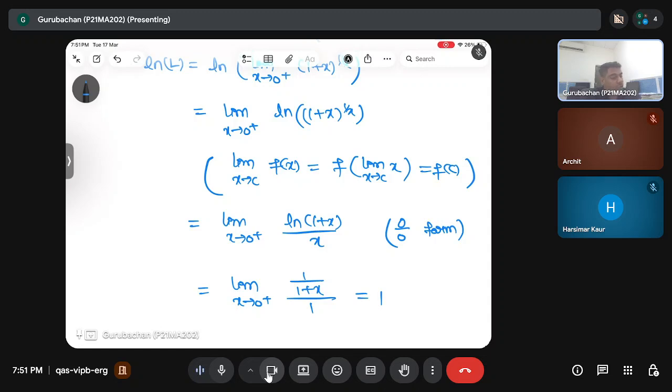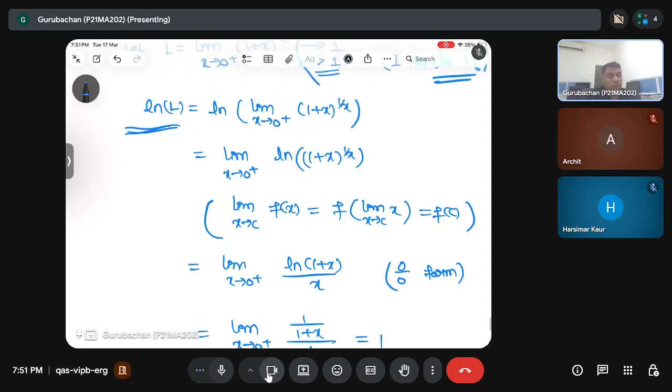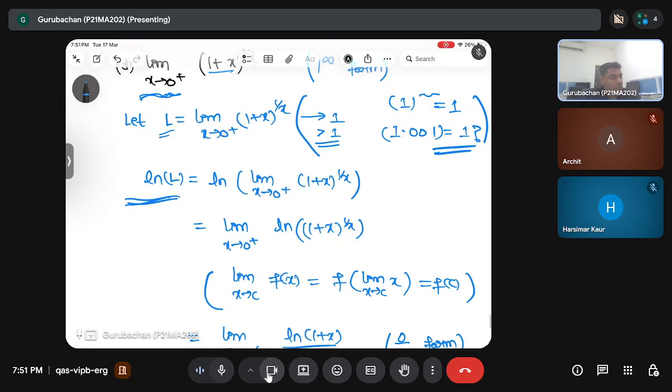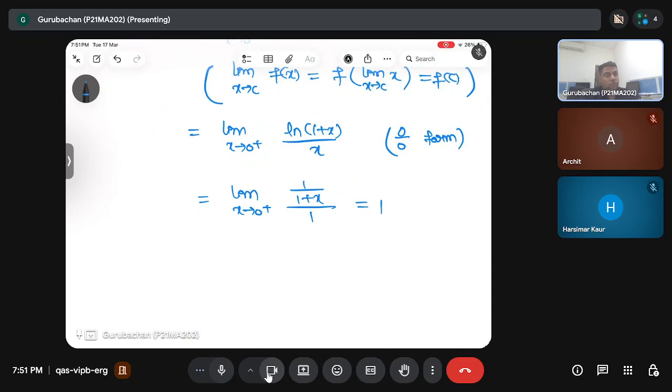But this is the value of ln L, and you have to find out the value of L. ln L is equal to 1, so L will be equal to e to the power 1, that is E. So this is the standard famous property of this limit that we usually cram, but you can directly find it with the help of this L'Hopital rule. You don't need to remember it.